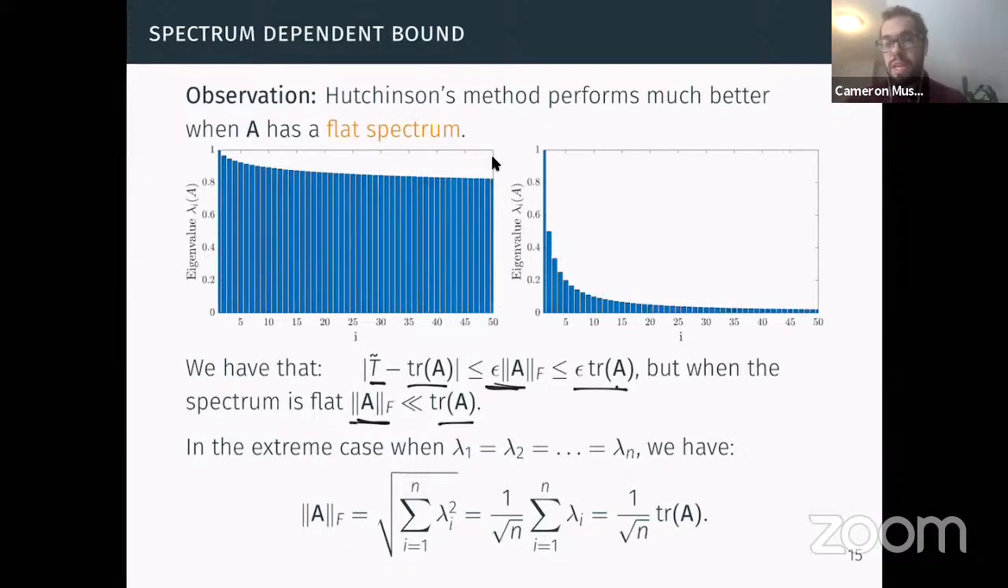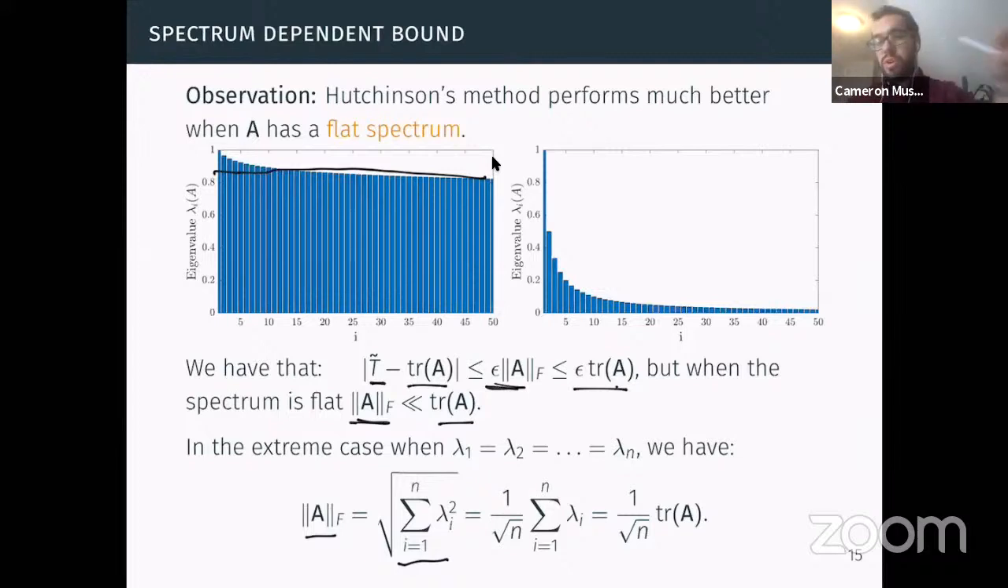So in the extreme case, you can just think about this. This is basically due to the comparison between the L2 norm of the eigenvalues, which is the Frobenius norm, and the L1 norm of the eigenvalues, which is the trace. In the most extreme case, we have no decay. All of our eigenvalues are equal to each other. In this case, the Frobenius norm is the square root of the sum of eigenvalues squared, which, if all the eigenvalues are equal to each other, is exactly equal to 1/√(n) times the sum of eigenvalues, or in other words, it's 1/√(n) times the trace.